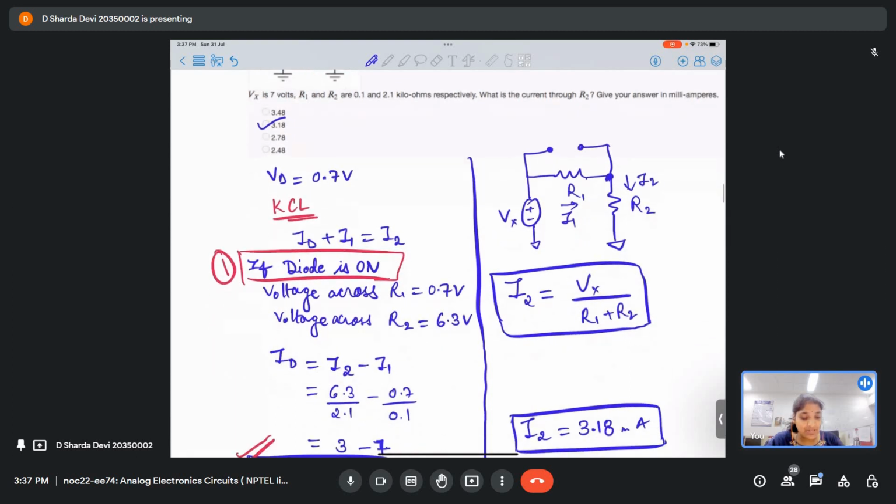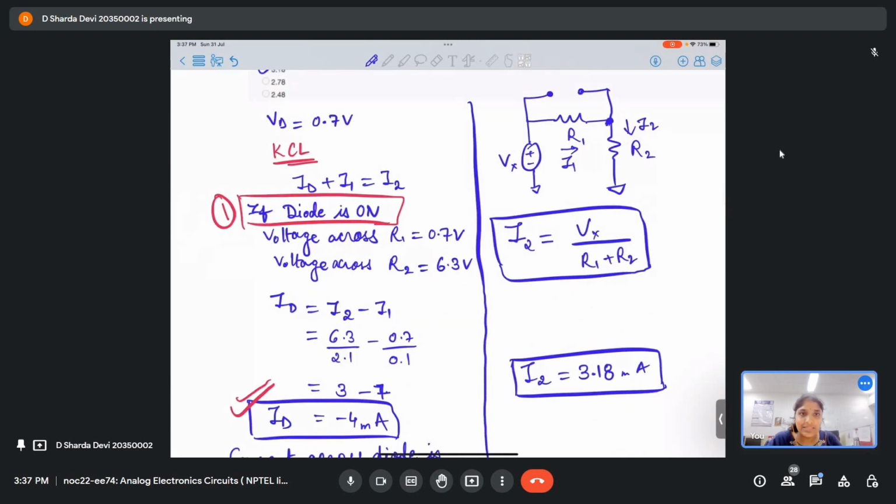Thank you for pointing this out. Since these two are in series, directly it will be Vx by R1 plus R2, because the same current will flow through both the resistors. So we'll simply find out the total current, and that is the current flowing through each of these two resistors.